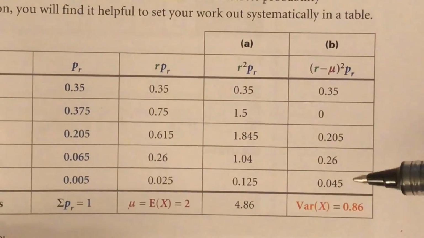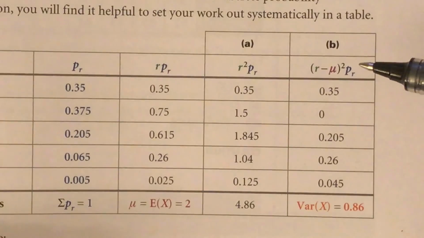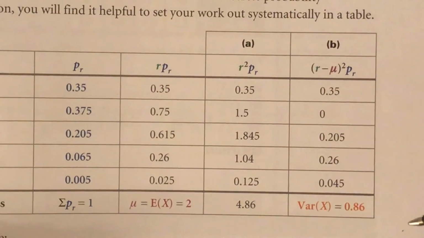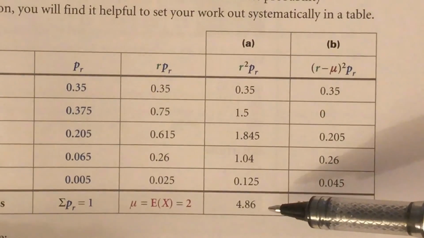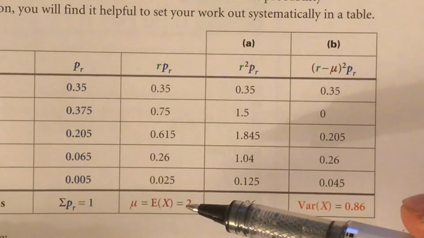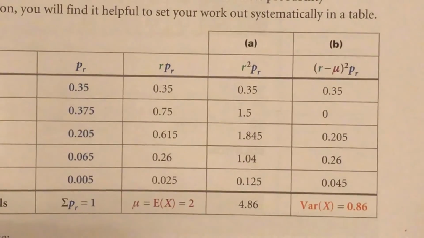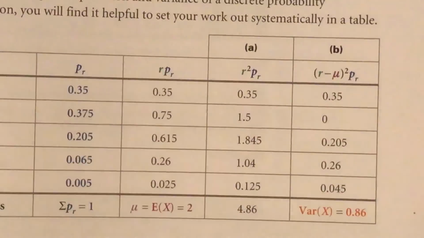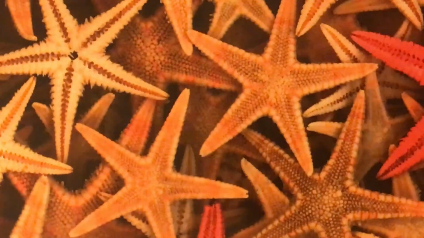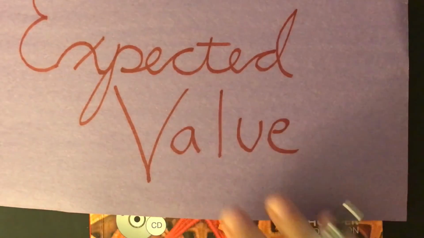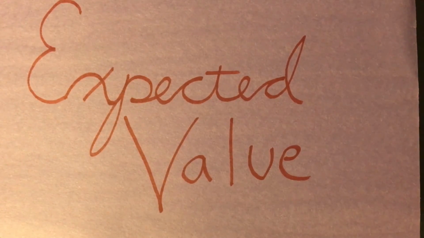And they even also show it by adding up this expression if you wanted to do it individually. But following the formula, you would just do 4.86 minus 2 squared, and you get 0.86 as the variance. If you wanted standard deviation from this, all you have to do is take the square root of that. And that's all we got for expected value.